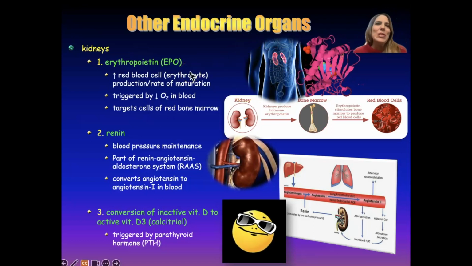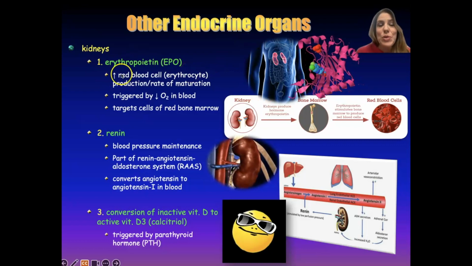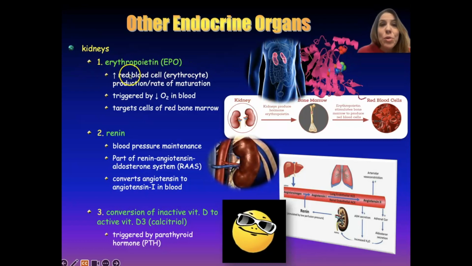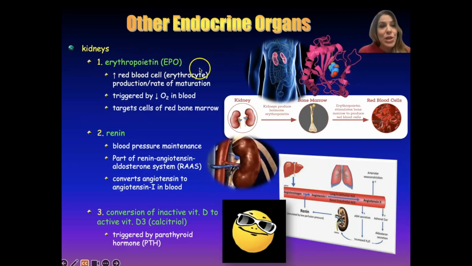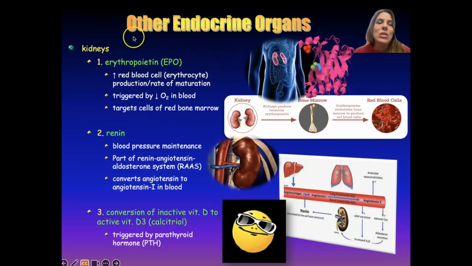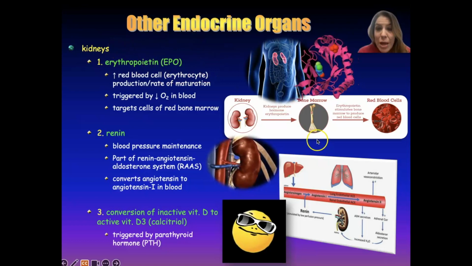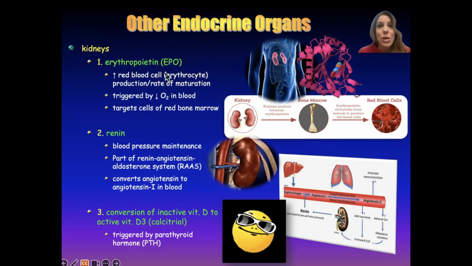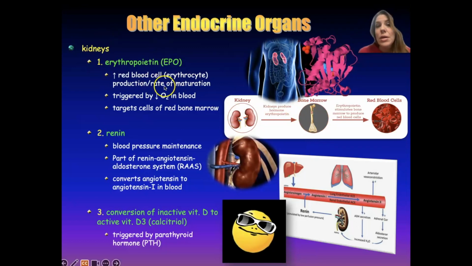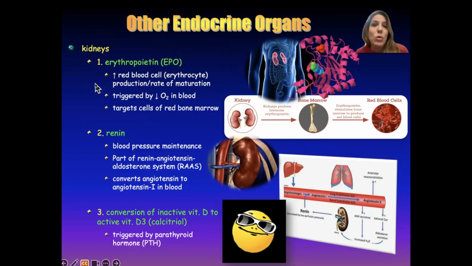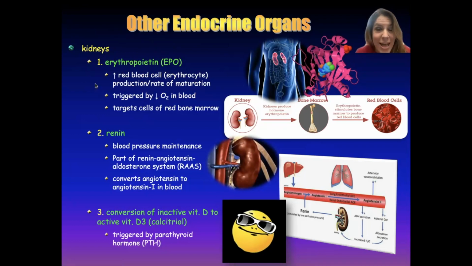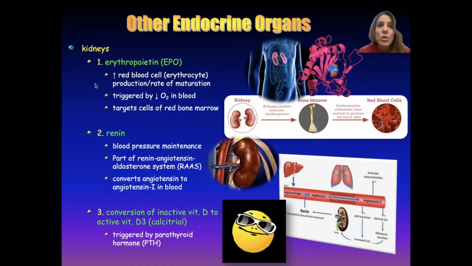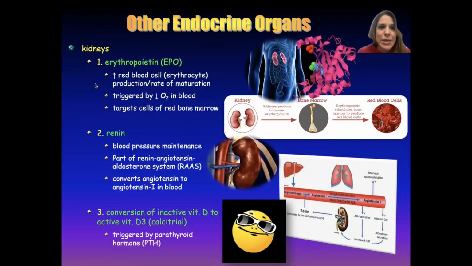So one of the hormones that kidneys are going to produce is something called erythropoietin, or EPO. Erythro means red, poietin means production. So this is going to stimulate the red bone marrow to produce more red blood cells, more erythrocytes. It also is going to stimulate the red bone marrow to mature those red blood cells faster. So remember, they're no good to us until they're mature. So we're going to produce more and mature more red blood cells.